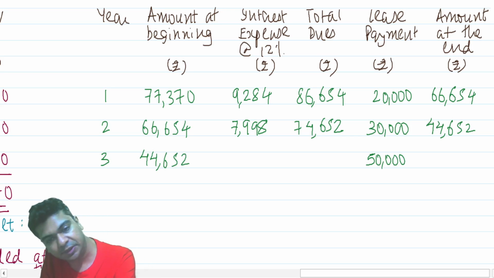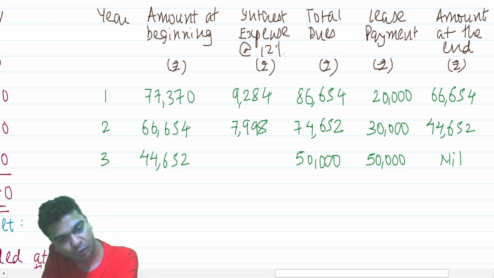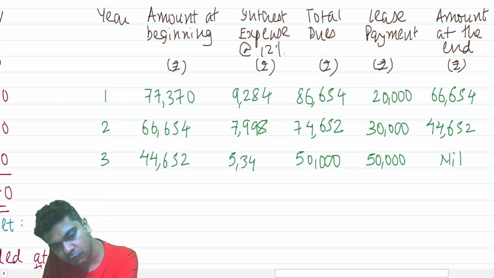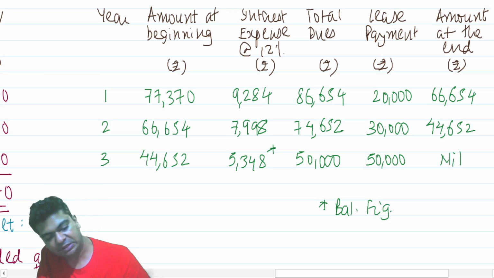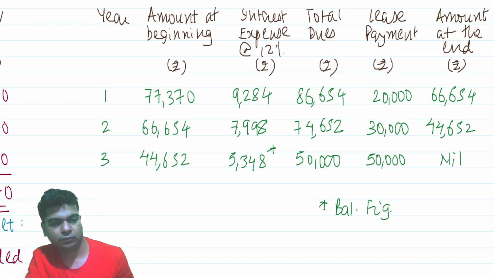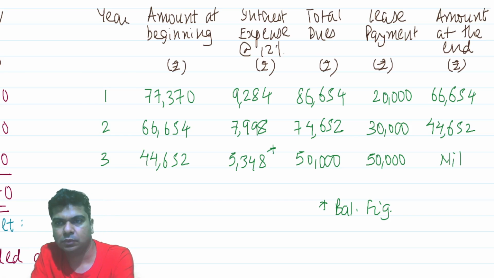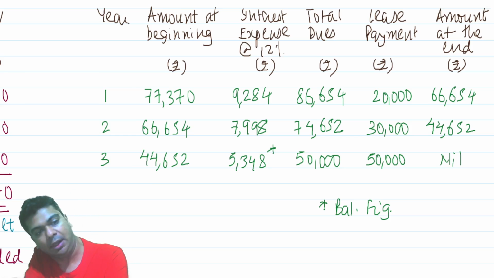Be careful in the last year. Say in the terminal year, the total dues should become 50,000 so that the lease liability is fully paid. So I'll take a balancing figure here, 44,652 and 50,000. So I get that as 5,348. I will say this is the balancing figure. If you are still writing, just pause the video here and complete.